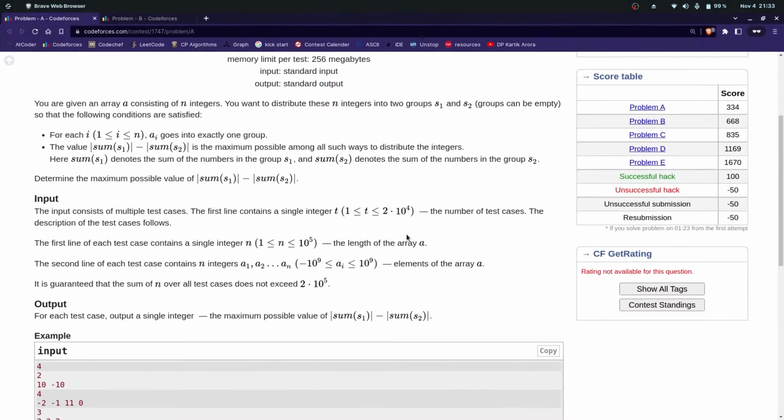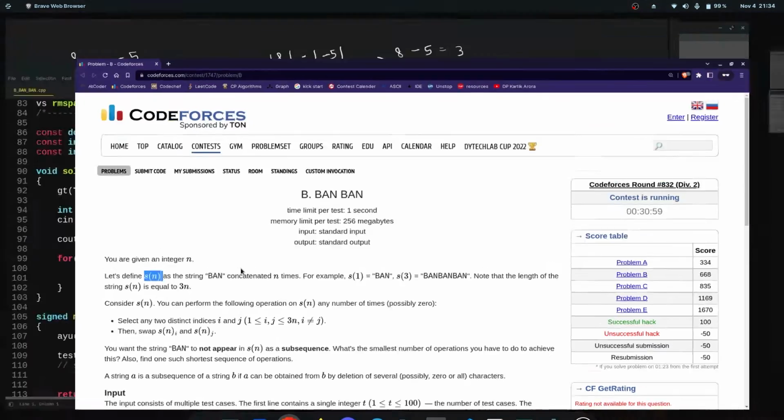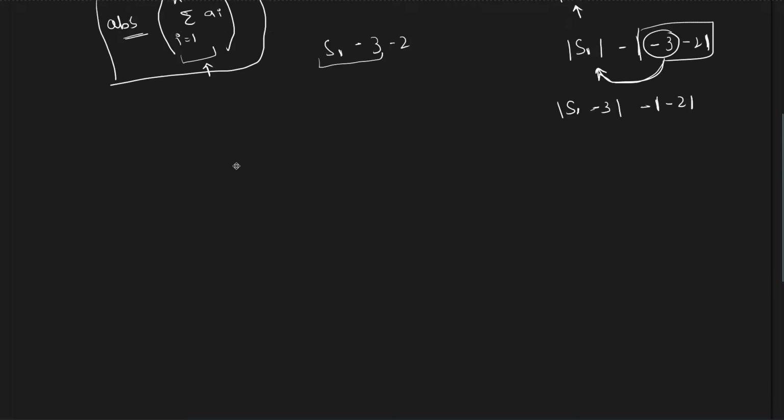Now moving on to the second question of today's contest, which is ban. So this particular question says that we define a string Sn as ban concatenated n times. So if I'm writing S of 1, it means it is equal to ban, right? If I'm writing S of 2, that means it is ban concatenated 2 times. If I'm writing S of 3, then it is ban, and this would be present 3 times.